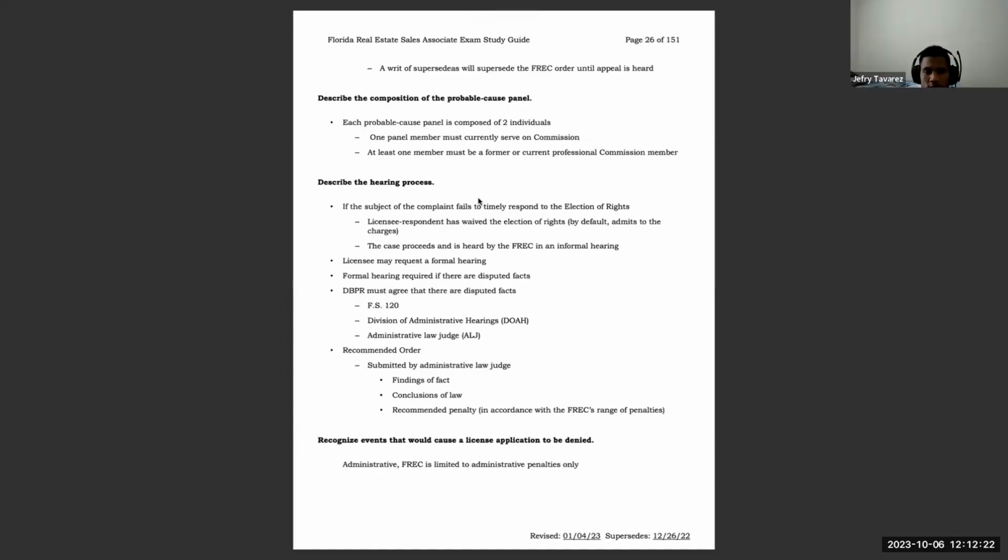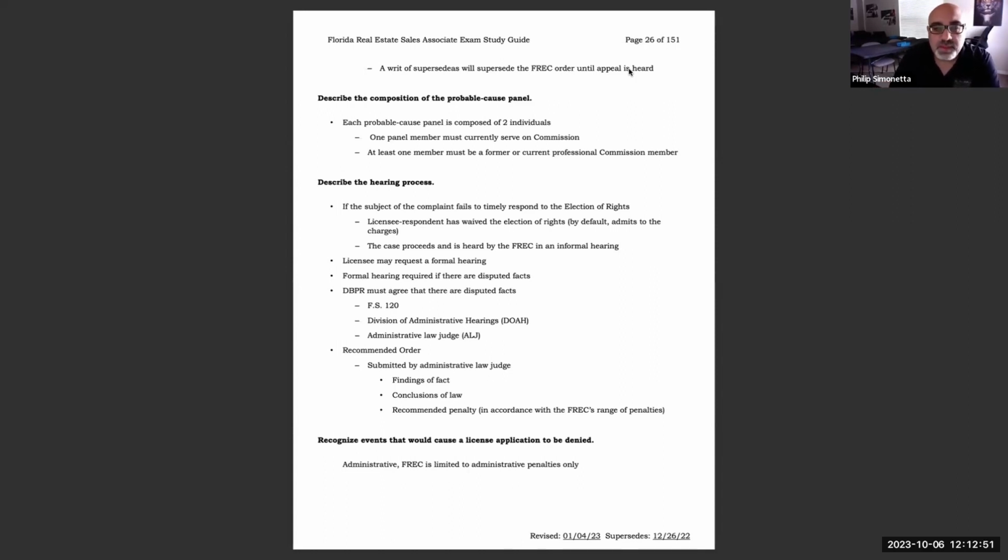And to do real estate business. Yep. And then if that is done, it's a writ of supersedeas. And that will supersede the FREC order until the appeal is heard. So you can get appealed, you can get it turned around, or you can get an appeal and lose, but then you'll lose your license then, right? Or you'll get it reinstated, or it'll be reinstated and you'll never lose it actually, if it's overturned by the appeal. Okay.